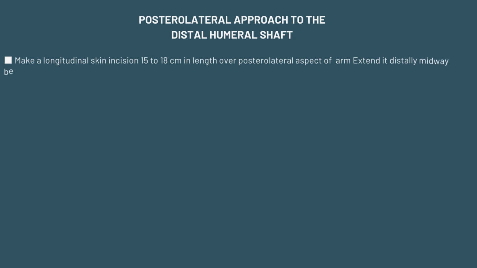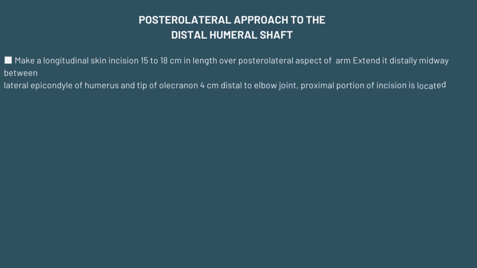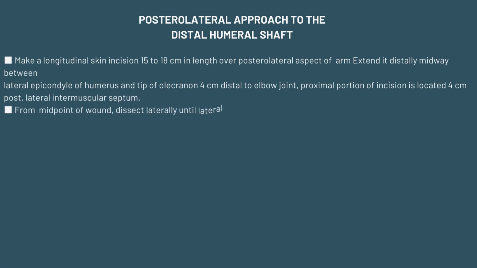Now come to the posterolateral approach to distal humerus fracture. Make a longitudinal incision 15 to 18 centimeters in length over the posterolateral aspect of the arm. Extend it distally midway between the lateral epicondyle of the humerus and the tip of the olecranon, 4 centimeters distal to the elbow joint. The proximal portion of the incision must be located 4 centimeters posterior to the lateral intermuscular septum. From the midway of the wound, dissect laterally until the lateral intermuscular septum is reached.